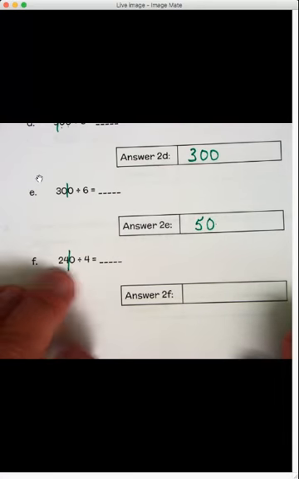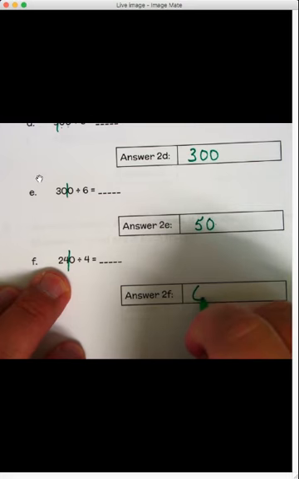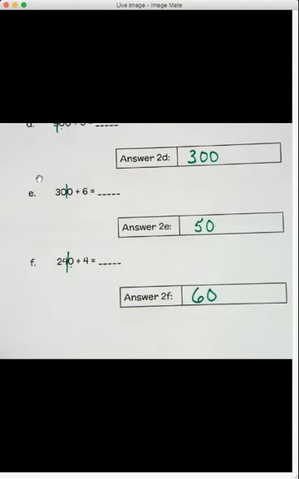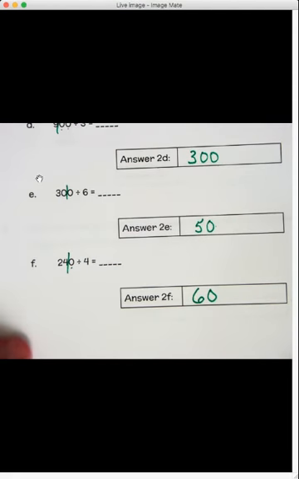240 divided by 4. We'll take that 24. 24 divided by 4 is 6. And we'll add the 0. So 240 divided by 4 is 60.